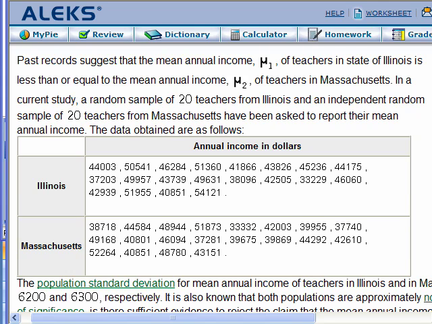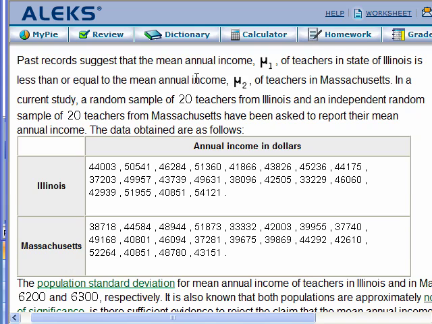I'll be doing a movie on hypothesis tests on the difference between population mean z-test. Past records suggest that the mean annual income mu1 of teachers in the state of Illinois is less than or equal to the mean annual income mu2 of teachers in Massachusetts. So I'm going to go ahead and capture that on my piece of paper so you can write it down too. I'm going to write down mu1 less than or equal to mu2.